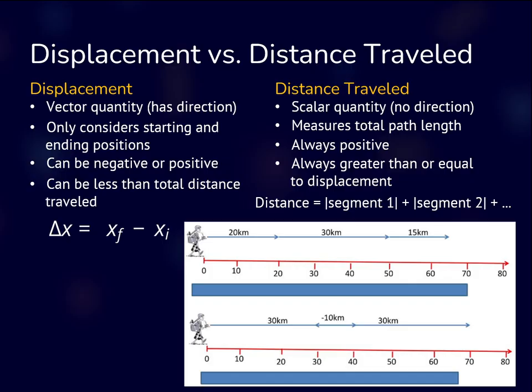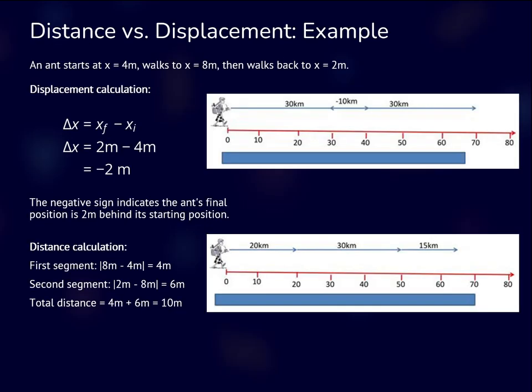Distance, on the other hand, is the total ground covered, no matter the direction. It's a scalar, which means it doesn't care about direction, just how much was traveled. So a dog sled that makes a 5-kilometer loop and returns to its starting point has a displacement of 0, but a distance of 5 kilometers.